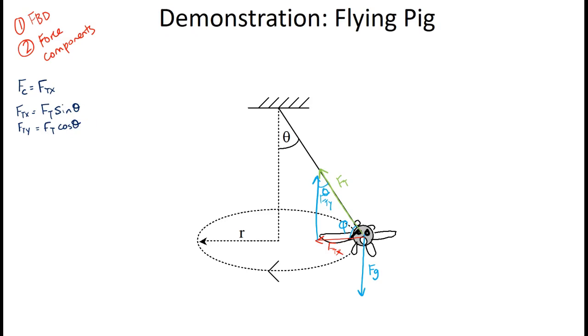Alright, so let's also look at things. So we have FC is FTX, we have FTY is equal to FG. Okay, the reason we know that is because it's not accelerating up and down, it's in equilibrium.